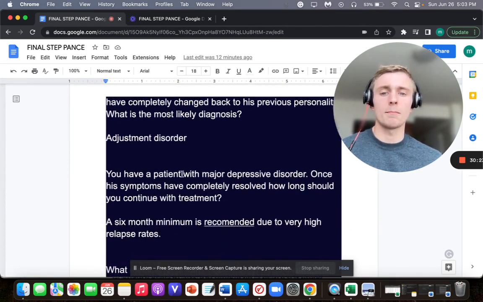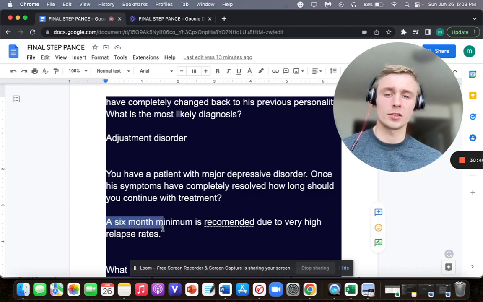So you have a patient with a major depressive disorder. Once his symptoms have completely resolved, how long should you continue treatment? So you got better, you gave him an SSRI. The SSRI takes 4 to 6 weeks to kick in, and you got better after a long time. So you still want to wait and still treat for 6 months minimum due to the very high relapse rates of depression.